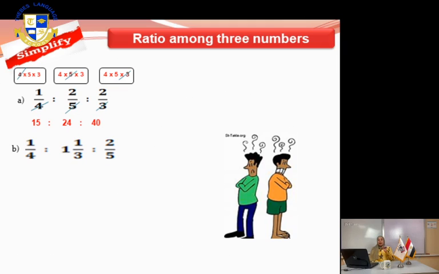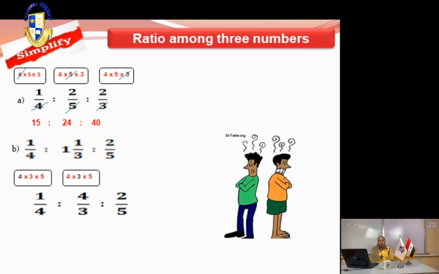First, take the mixed number and convert it to an improper fraction. It will be 1/4 to 4 over 3 to 2 over 5. Again, put our boxes. Each box will have 4 by 3 by 5. Now start to cancel from up and down. Cancel in the first fraction 4 up and down. Second fraction cancel 3 up and down. Third fraction cancel 5 up and down.